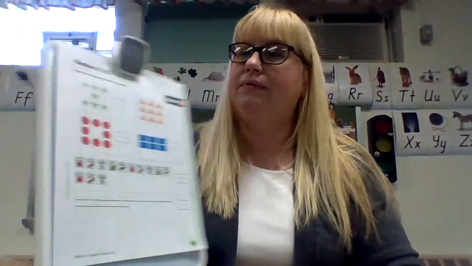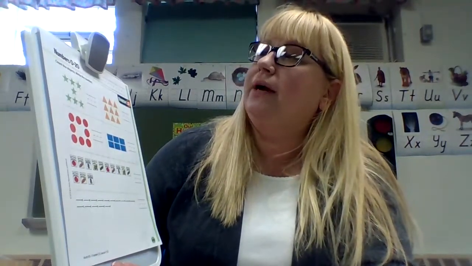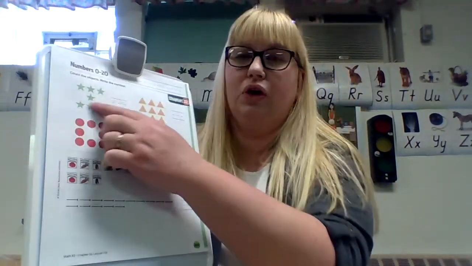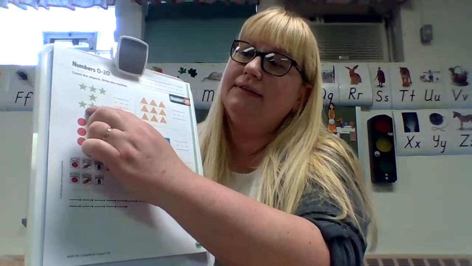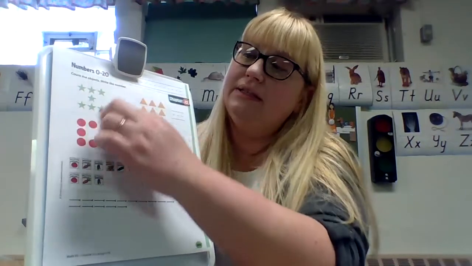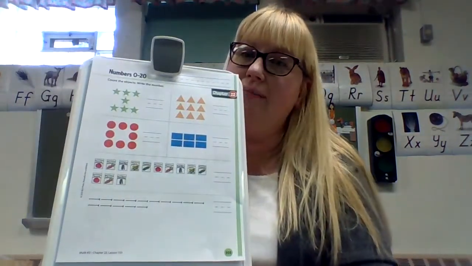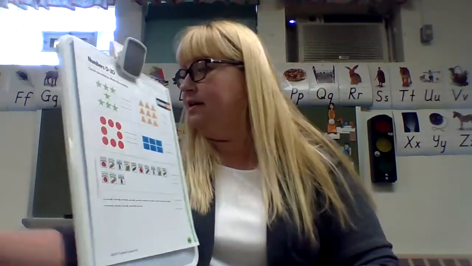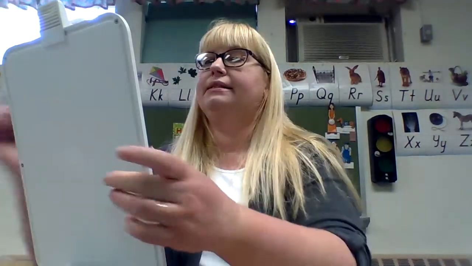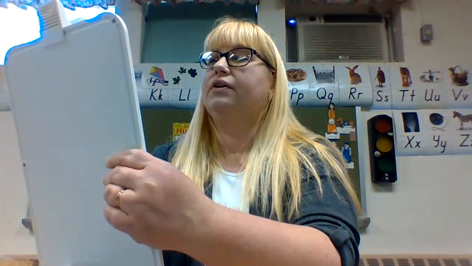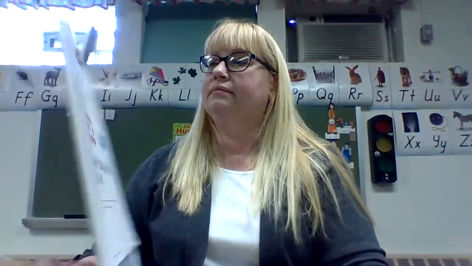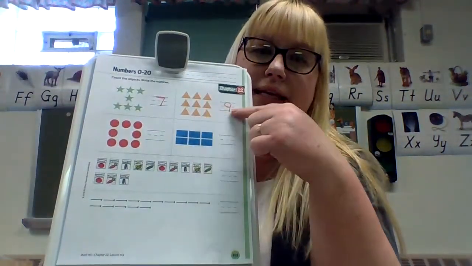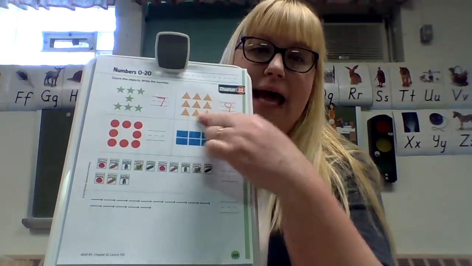All right, so the first part is very easy for you. It says count the objects, write the number. So count your stars, count them by ones. 1, 2, 3, 4, 5, 6, 7. If you look at these, this is kind of our dot pattern. Remember our dot pattern for 7. So write a 7 there. The triangles, what dot pattern is that for? 9. Remember, 3, 6, 9.